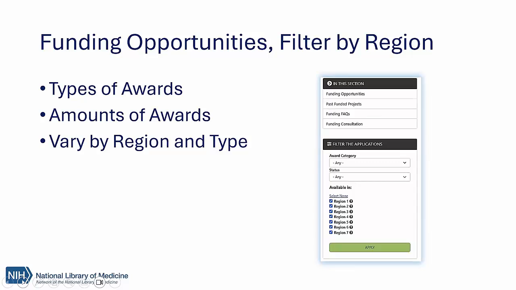On the Funding Opportunities webpage, you will need to filter to your own region. On this slide is a screenshot of the webpage with all checkboxes next to the regions numbered 1 through 7 checked. The website is defaulted to all boxes checked. You will need to uncheck all the boxes except for your region to perform your search. Generally, your organization must be based in the region where you are seeking funding, or you might be planning to do work in that region.